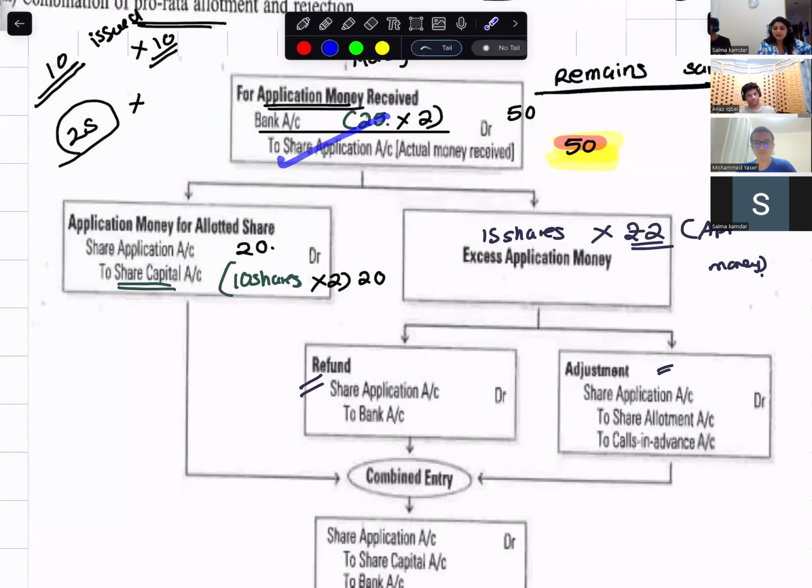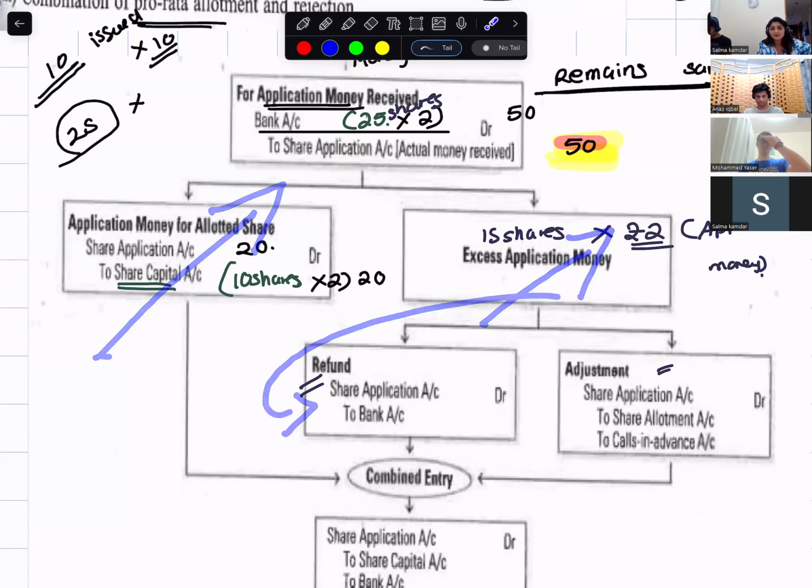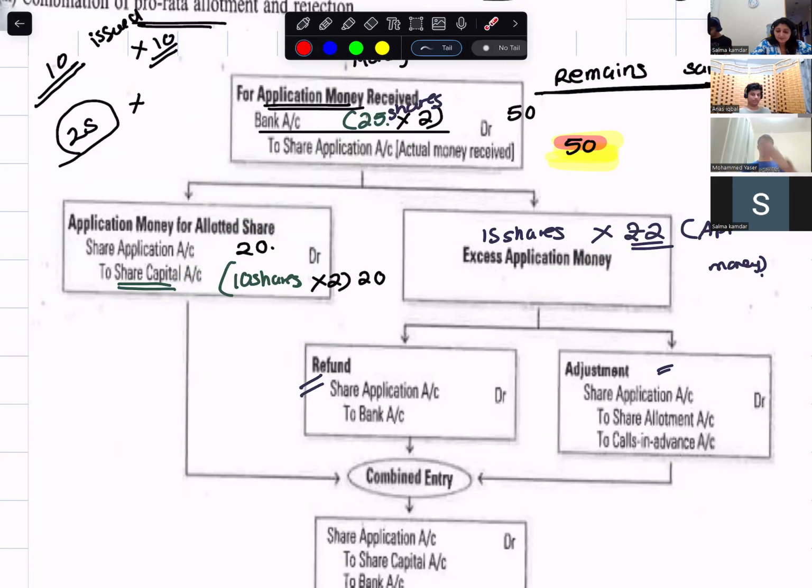I received applications for 20 shares. I accepted applications for 10 shares. I have excess money for 15 shares. If I am refunding the money, what will be the journal entry? Share application to bank. I'm refunding, money is going out, so it would be bank credit. How much? Bank credit 30. Share application debit 30.